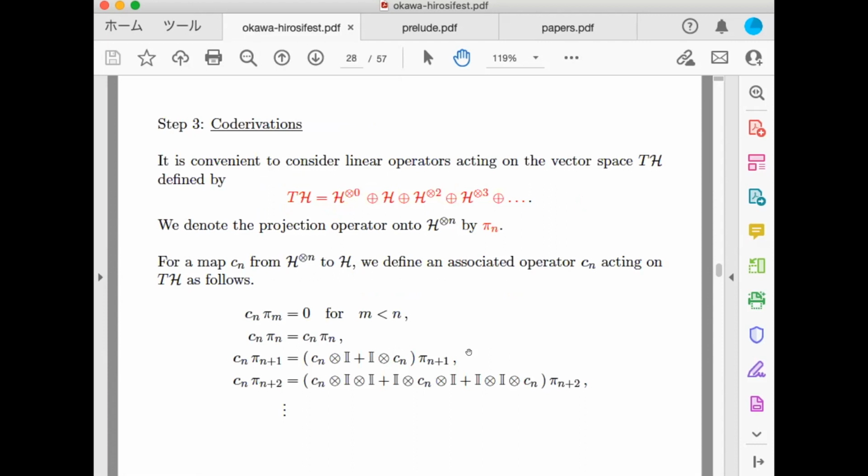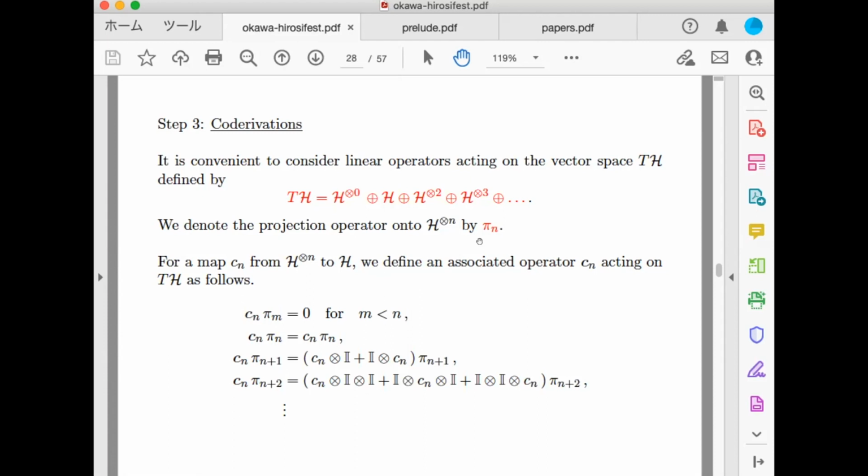Then step 3 is that we use co-derivations. It is convenient to consider linear operators acting on the vector space, the sum of all those sectors: H0, H, H squared, and so on. So this is the arena we consider. And then we denote the projection operator onto H to the n by pi n. You don't need to follow the notation, but the pi n appears frequently, so please remember only this notation.